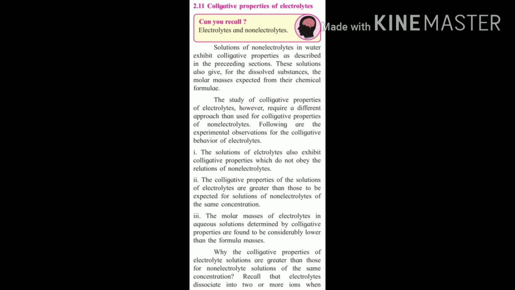The next point is that the molar masses of electrolytes in aqueous solutions, which are determined by the colligative properties, are found to be considerably lower than the formula masses. I hope you know the difference between molar mass and formula mass. Formula mass is where you calculate the atomic masses of each and every element that is present in the particular compound. Now we shall move on to the next topic, that is Van't Hoff Factor.